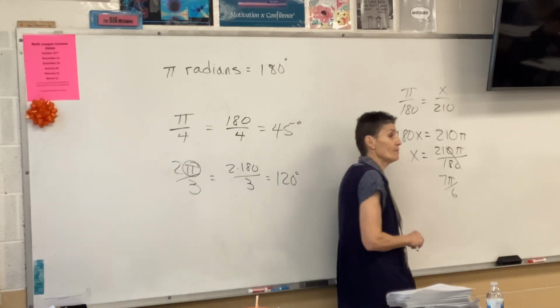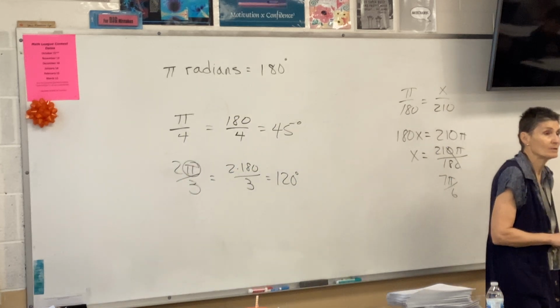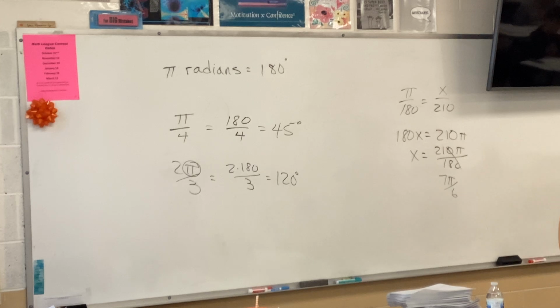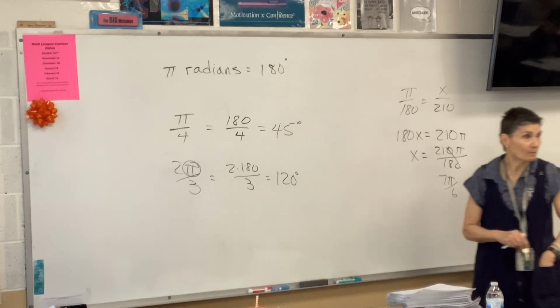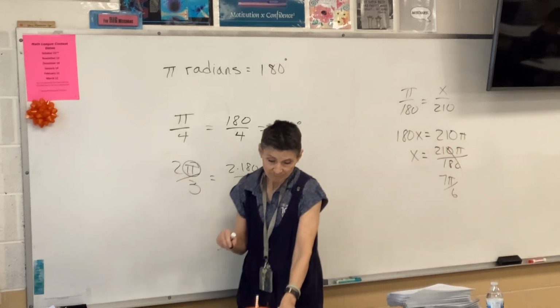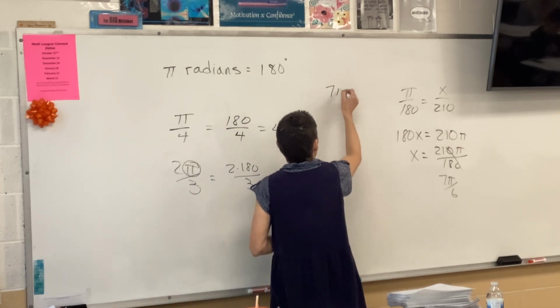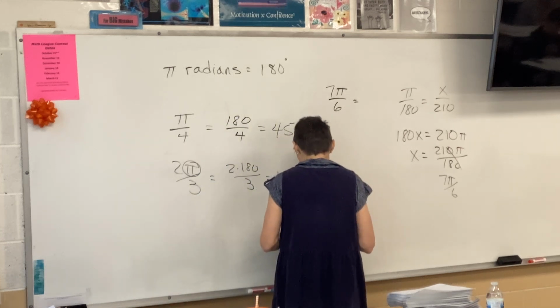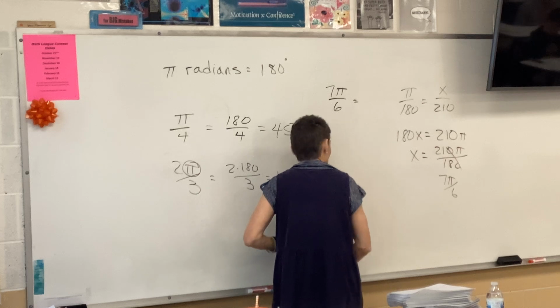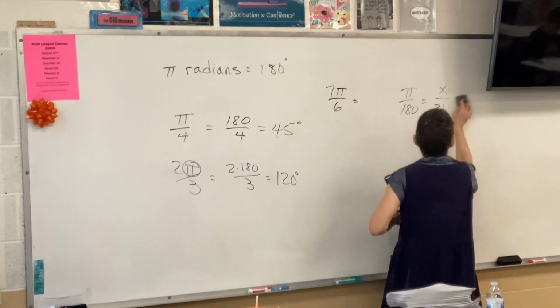What's negative pi over 6? How many degrees is negative pi over 6? I heard a negative 30 from somebody. We have agreement with that? Negative 30? Yep. All right, 7 pi over 6. Go ahead, you guys can do this.